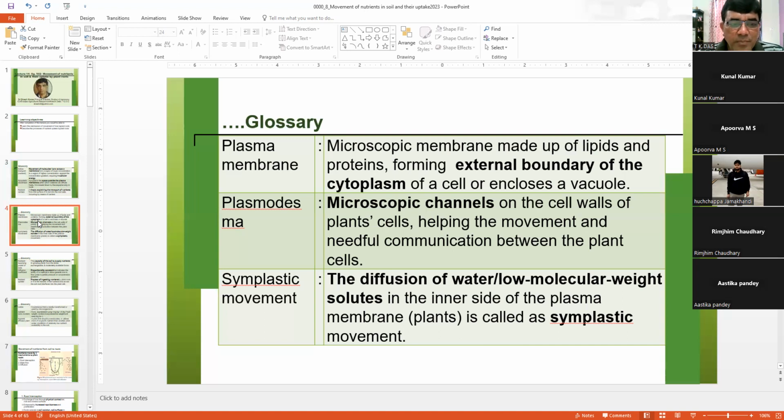And then plasmodesma or plasmodesmata: microscopic channels in the cell walls of plant cells, helping the movement and needful communication between the plant cells. So plasmodesmata are small holes in the cell walls through which materials pass from one cell to another cell. Symplastic movement: the diffusion of water or low molecular weight solutes on the inner side of the plasma membrane is called symplastic movement.